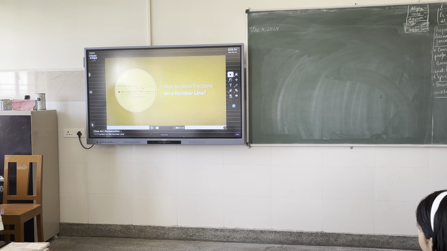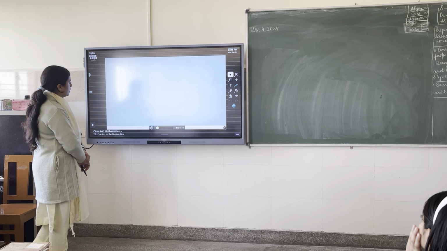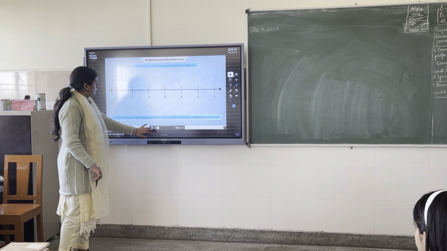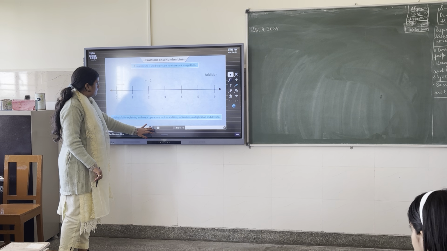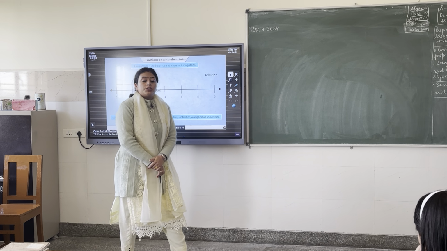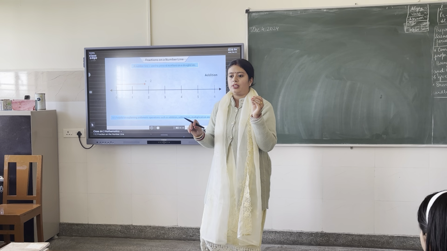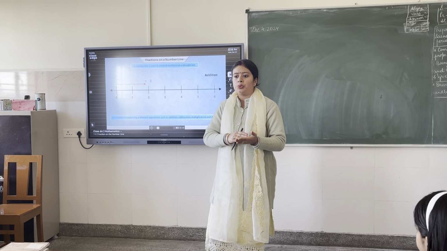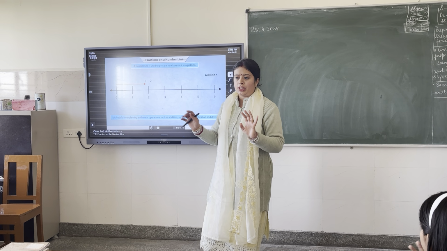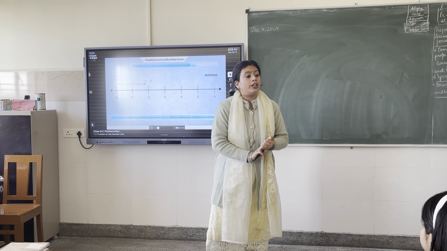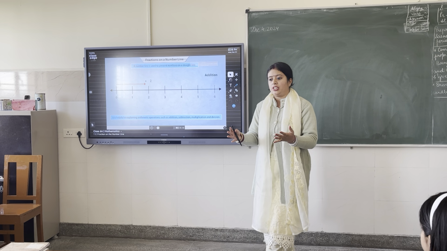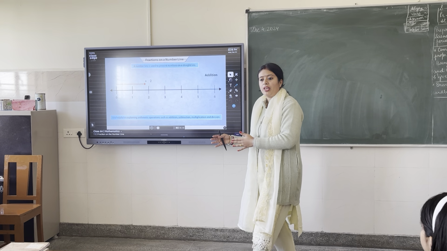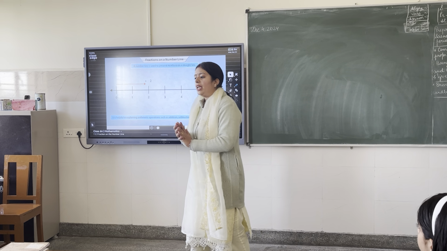How to show fractions on a number line? A number line is used to present numbers on a straight line. It is helpful in explaining arithmetic operations. Okay, so before that, you have learned about how to represent integers on the number line. Am I correct? 1, 2, 3, 4, all these numbers, how to represent these. Now you will learn how to represent fractions. That means 1 by 2, 3 by 2, 4 by 5, 6 by 7. Am I correct? Okay, next.